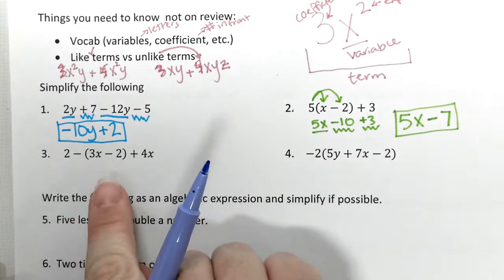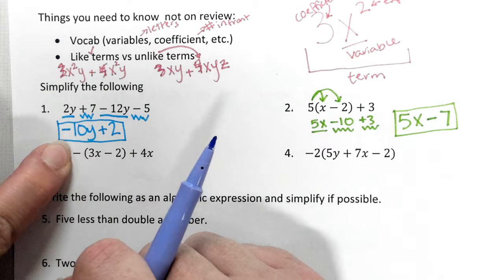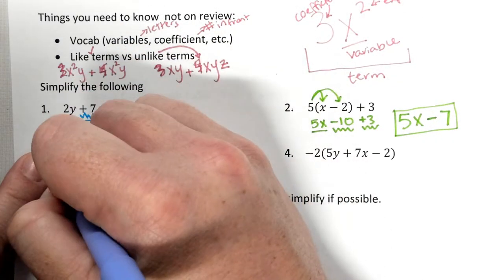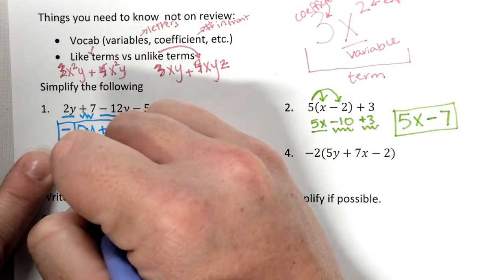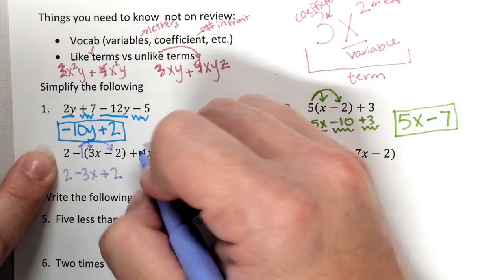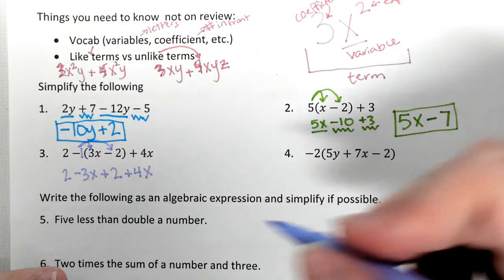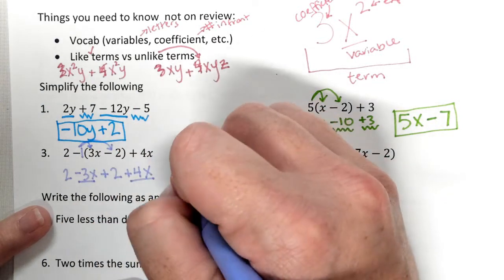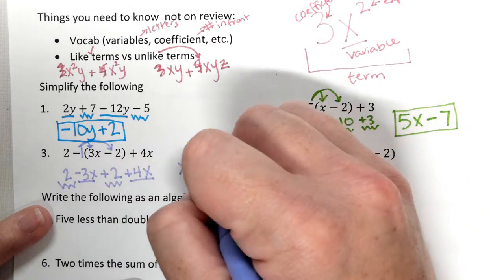Now, this next one, remember, you only distribute what's touching the parentheses. The 2 is not touching the parentheses. The negative is. So if you need to put a 1 and distribute. I'm going to bring down that 2 so I don't forget about it. That gives me negative 1 times 3x is negative 3x. Negative 1 times negative 2 is positive 2. Bring down my plus 4x. And now, just like the other two, I need to combine like terms. So negative 3x plus 4x just gives me x. And then 2 plus 2 is 4.